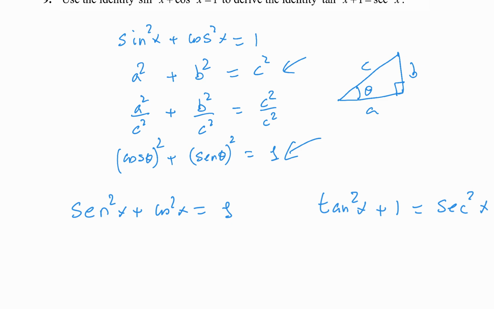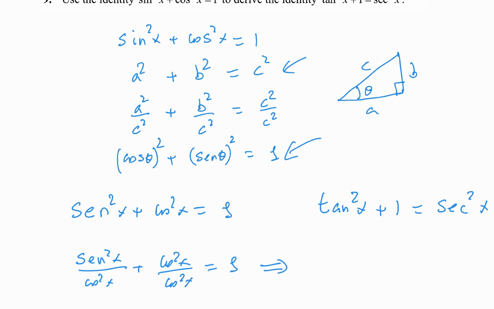Well, if I want the inverse of cosine to appear here, I should divide everything by cosine. So if I divide the fundamental identity sine squared plus cosine squared equals 1 by cosine squared, I will obtain sine squared of x divided by cosine squared of x plus cosine squared of x divided by cosine squared of x equals 1.